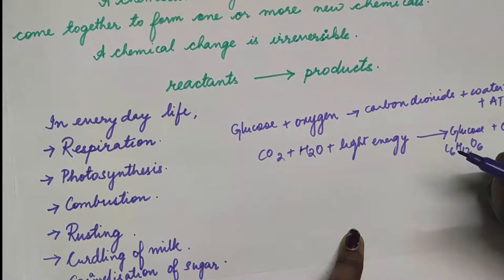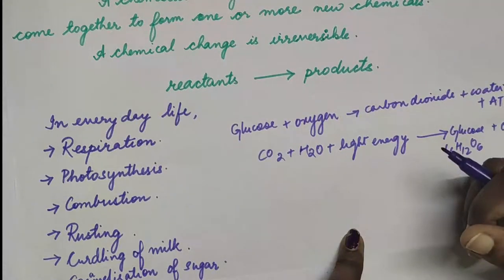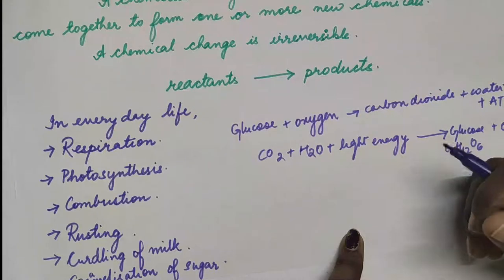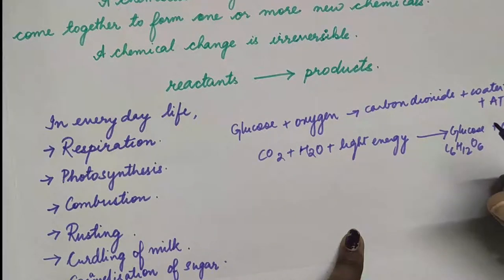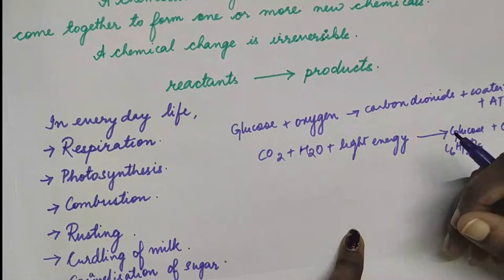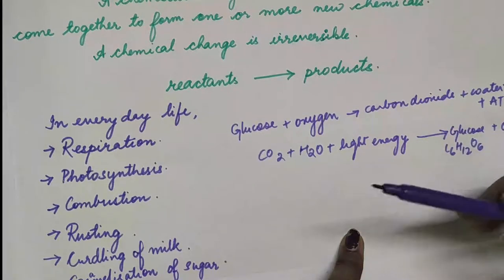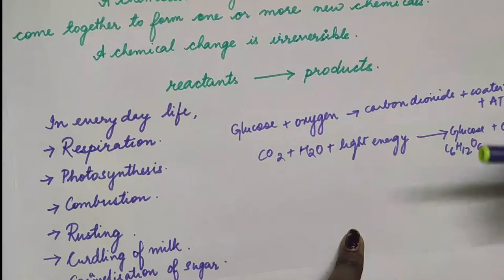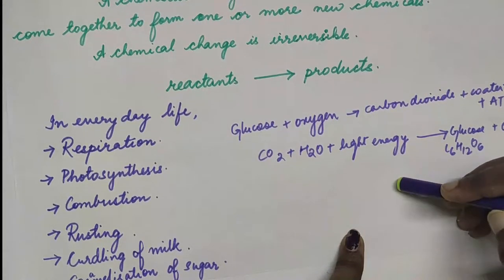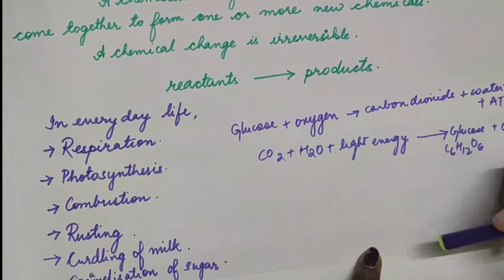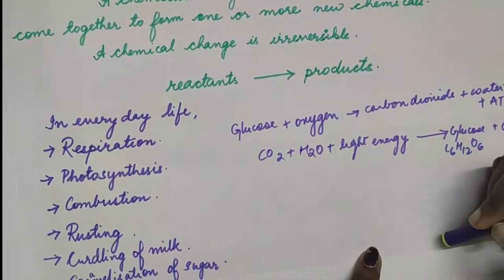And all these vital chemical reactions, whether outside the body, like cooking, or inside the body, like digestion, need some flow of different sorts of energy. To cook food we need heat energy. When we are respiring, we are giving out heat energy, and we are giving energy in the form of ATP. When photosynthesis is happening, we are using light energy. So everywhere you will see some form of energy involved when a chemical change is happening.